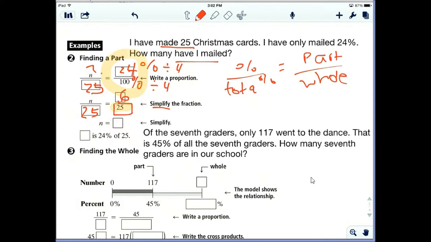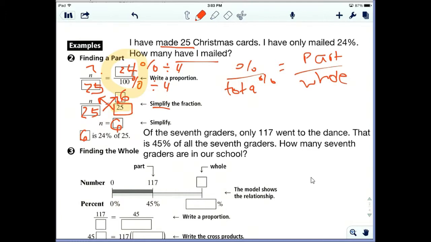So now I want to simplify this. I can do that because if I multiplied, it'd be 25 times a number equals 25 times a number. Therefore, I already know that the correct answer is 6. So 6 is 24% of 25.